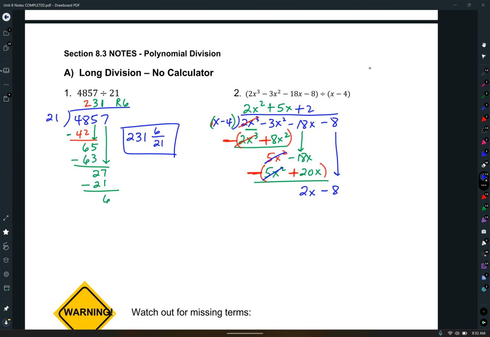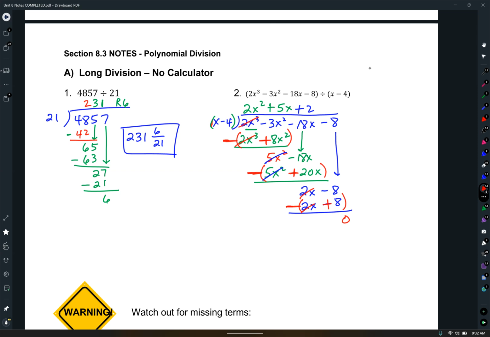And so when I multiply that 2 by x minus 4, I'm going to get 2x minus 8, and then one last subtraction. But again, you're subtracting the whole thing, so it's going to become a negative 2x and a positive 8. And do you see that the 2x's cancel? Negative 8 and positive 8 is 0.